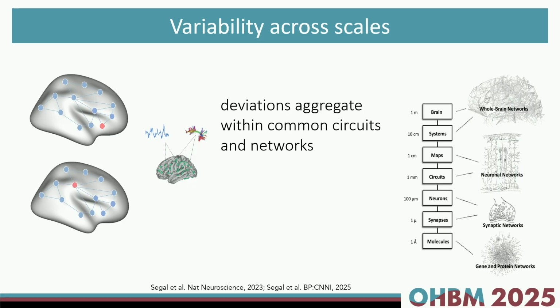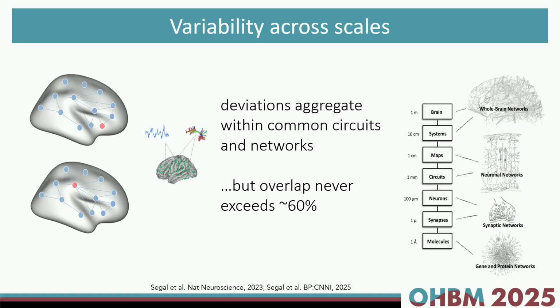And the take home here was that these deviations that I looked at aggregate within common networks and circuits, but it never exceeded 60%. So even when I zoomed out a little bit to look at a larger scale network, there was still quite a bit of variability within the clinical cohorts across the 6 different psychiatric disorders that I showed you.